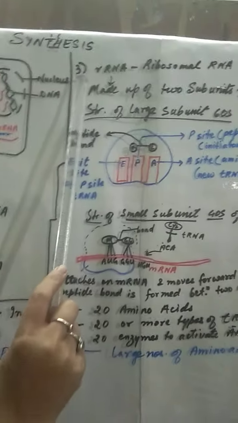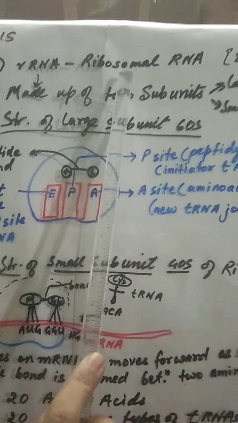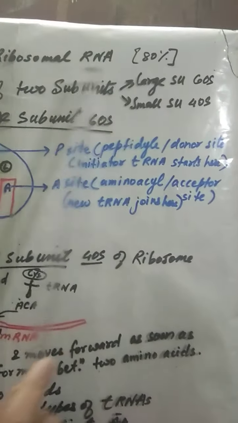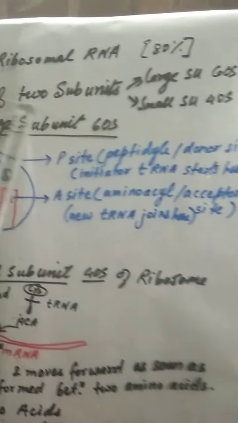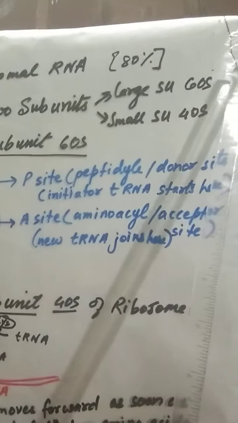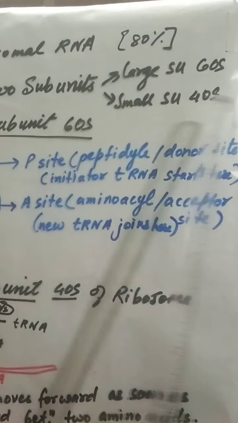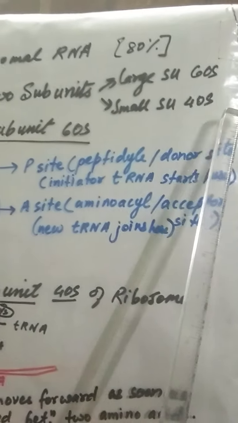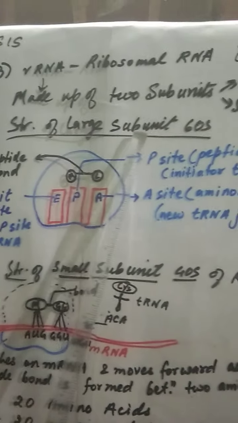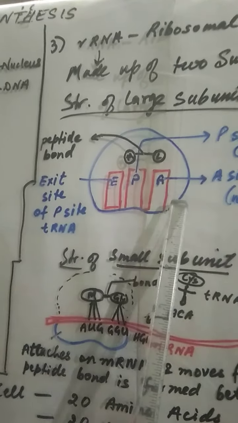Now let us see the structure of rRNA. R stands for ribosomal RNA, which is present 80% in a cell. This rRNA is made up of two subunits, large subunit that is 60S and small subunit of 40S. Now see the structure of large subunit. This is the large subunit.